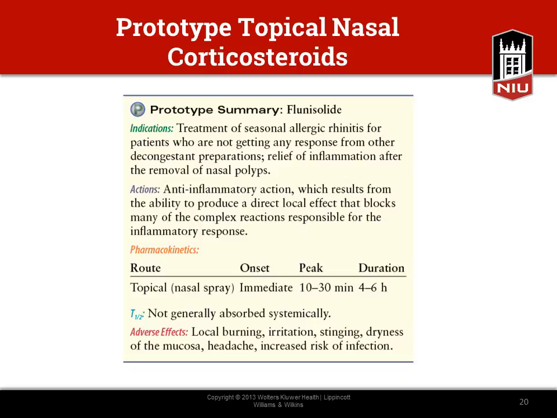This is not the Afrin spray where you utilize it and you immediately feel better. Sometimes it's going to take 3, 4, 5 days until we start to get much better. And again, adverse effects are usually localized: burning, irritation, stinging, dryness in the mucosa, headache, and increased risk of infection, maybe.